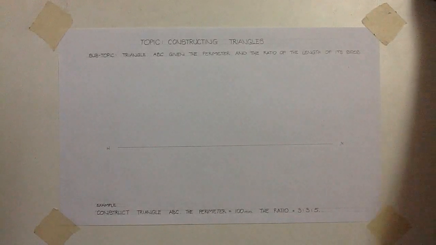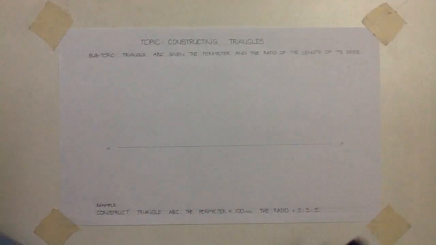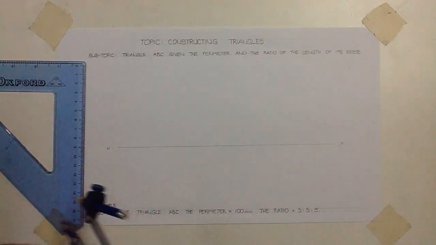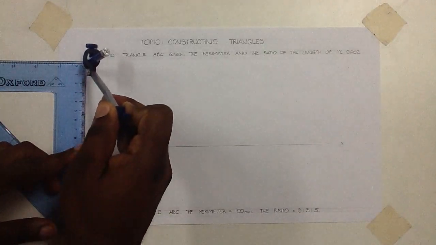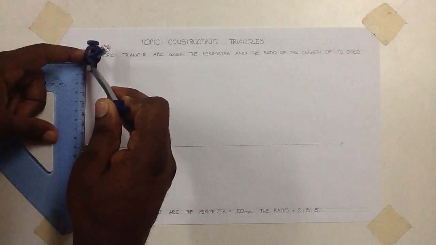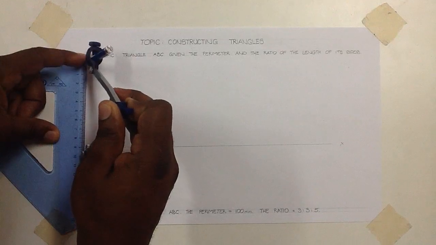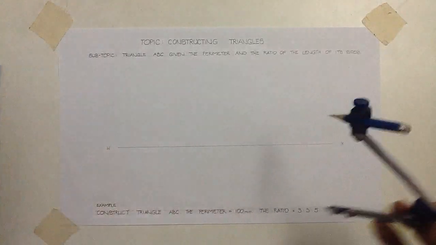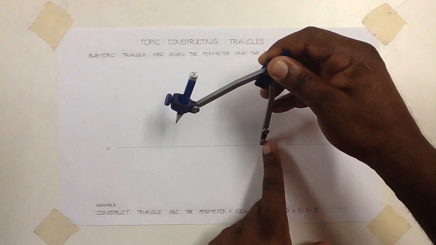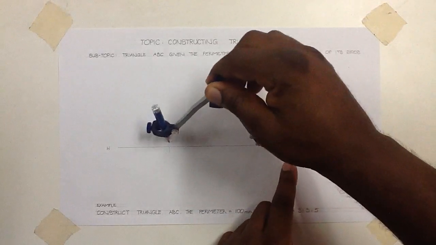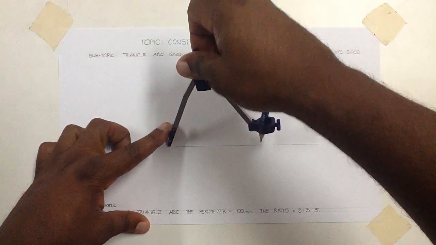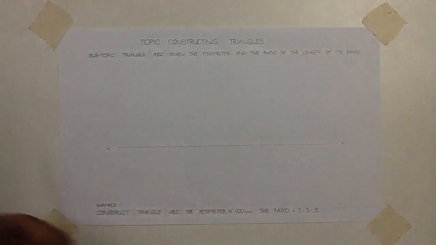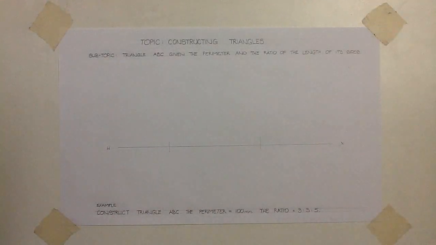The perimeter of this required triangle is 100 millimeters, and so we are going to establish a radius of 10 centimeters, which is equal to 100 millimeters, and we are going to use that radius to obtain our line segment, the base of our first triangle, which will be used to construct the required triangle.